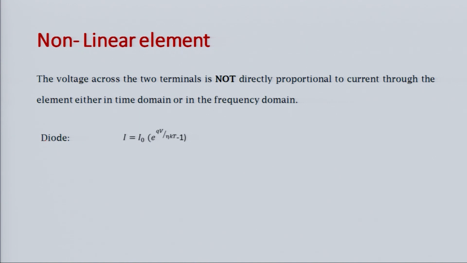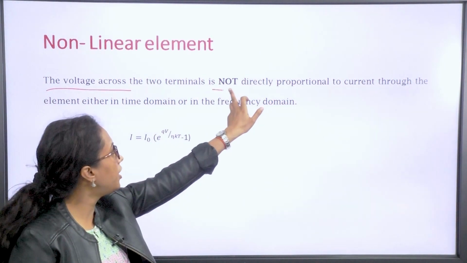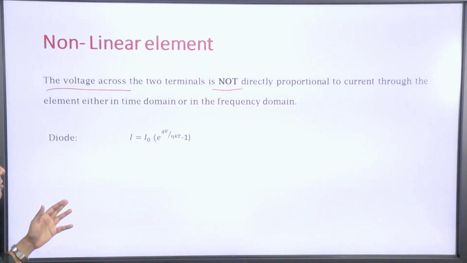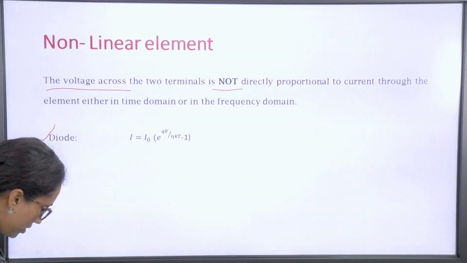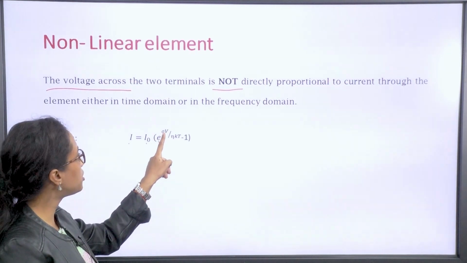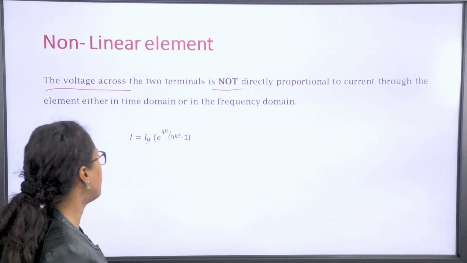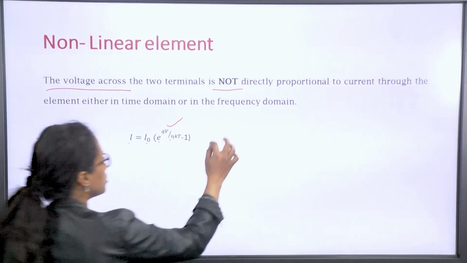Now, what is a non-linear element? Linear is directly proportional; non-linear means not directly proportional. So the voltage across the two terminals is not directly proportional to the current through the element, either in the time or in the frequency domain. For example, if we take the diode, this is the relation between I and V: I = I0 (exp(qV/ηkT) - 1), where V is the voltage across the diode.